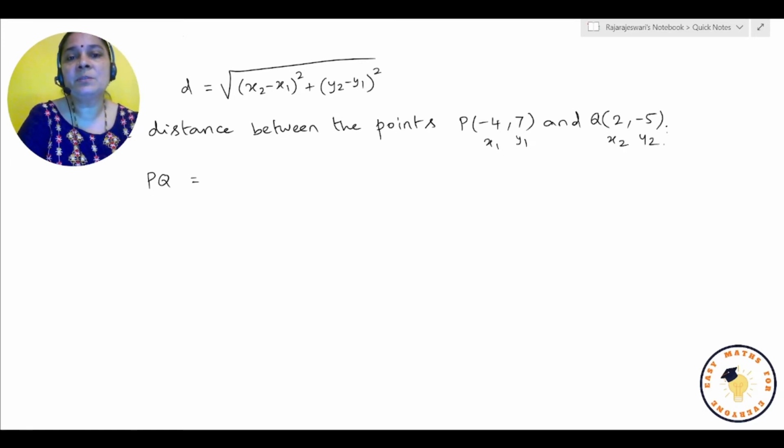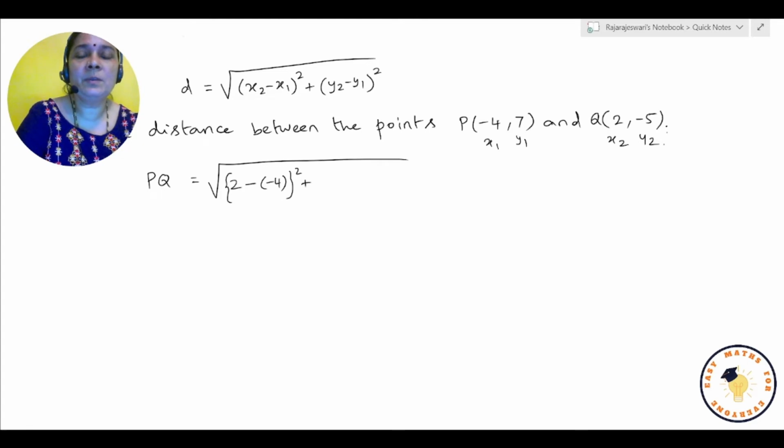Then the distance between P and Q can be found by using the formula x2 minus x1. What is our x2 here? It is 2, minus x1, which already has another minus, so put it in a bracket. This one whole square, plus y2, which is minus 5, minus y1, which is 7, that whole square.